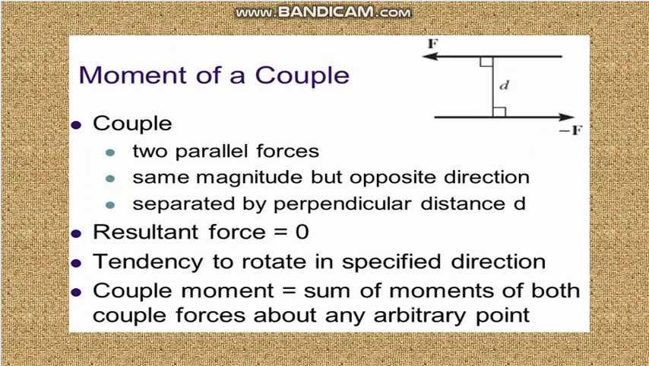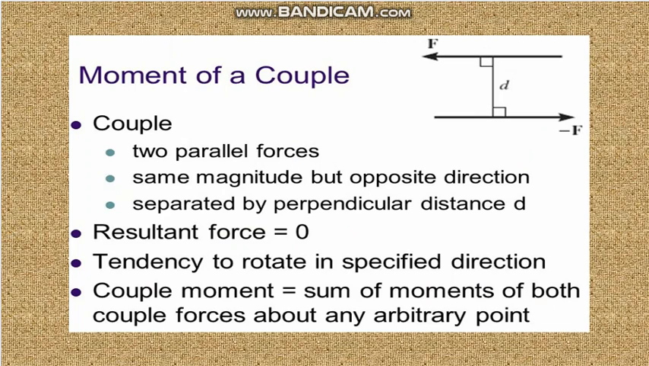Consider two parallel forces, each of magnitude F, acting at points A and B. The torque or moment of forces is given by the moment of force F at point A plus the moment of force at point B. Both these moments have the same direction, for example counterclockwise, so the total moment of the two forces is equal to the sum of the two moments. The resultant force of a couple is zero.